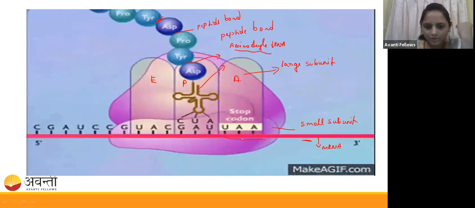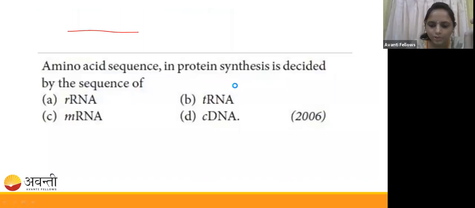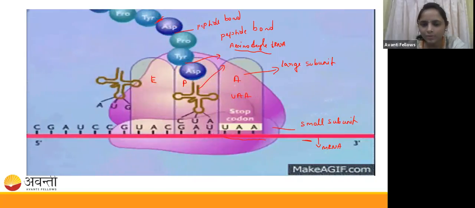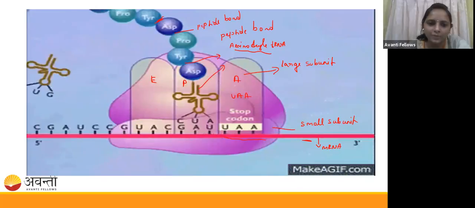So now it encounters the stop codon. Here the UAA stop codon is there. So now it is not read by the tRNA. That's why it is going to be separated now. So all the subunits are going to be separated now. So this is how the translation is going to take place.